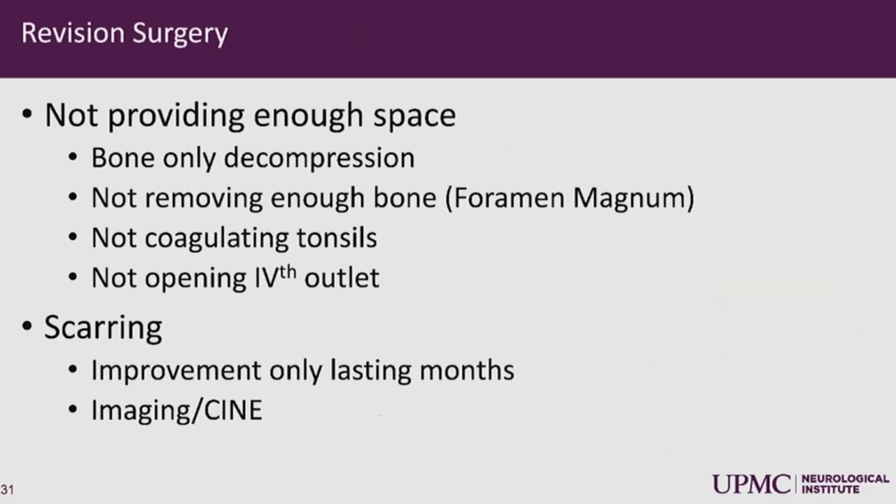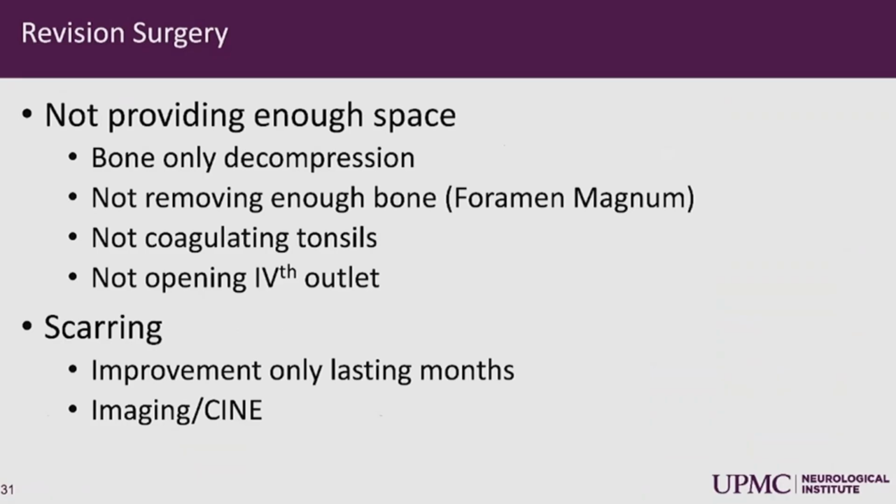I do quite a bit of revision surgery from patients that have been operated elsewhere. And what I find in terms of the reasons is either there's not enough bone removed, or particularly at the level of the foramen magnum, it's not opened widely enough. The tonsils are not shrunk or coagulated. The fourth ventricle is not opened up. Also, sometimes people have scarring that results after surgery.